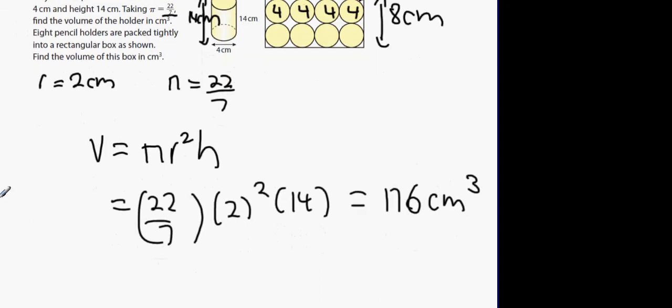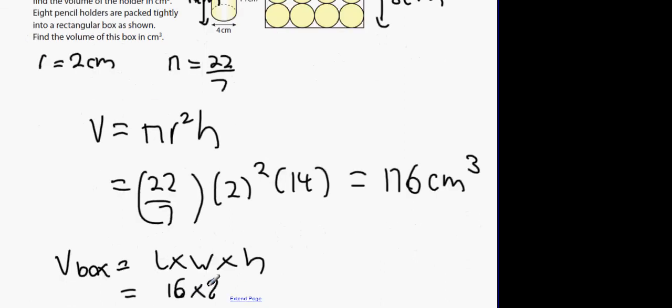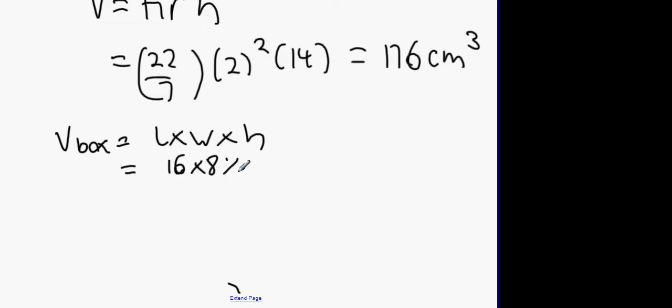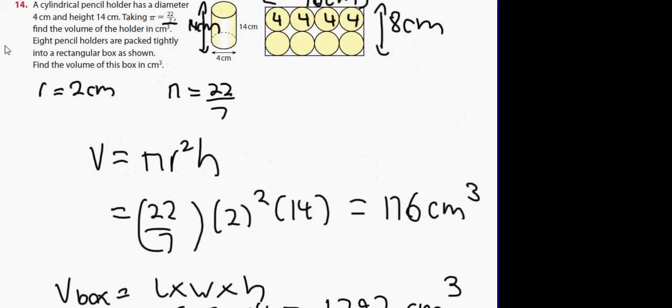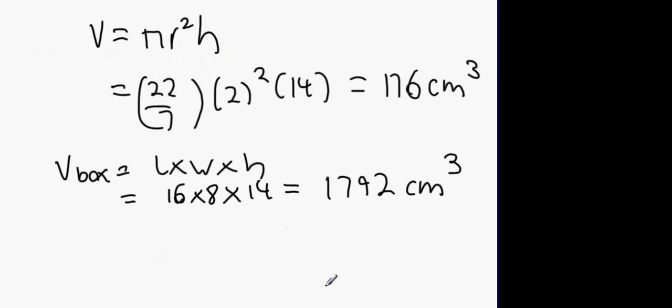So what we're going to get is the following. Volume of the box is length by width by height, which is 16 by 8 by 14. And what do we get here? 1,792 centimeters cubed. That's perfect, lads. Well done.